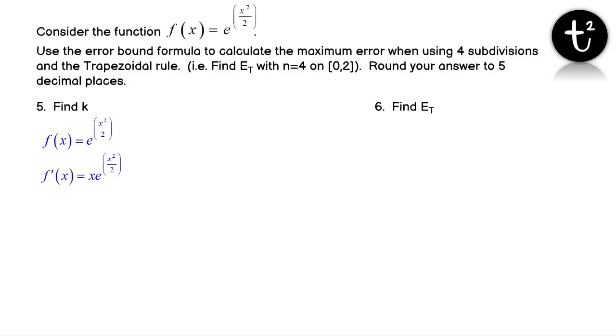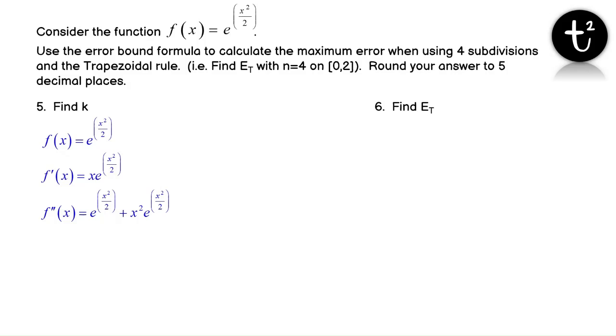So for the next derivative, the second derivative, we're going to have to use both the product rule and the chain rule. All right, so by the product rule, derivative of the first, derivative of x, is equal to 1 times the second, plus the first, which is x, times derivative of the second, which is x times e to the x squared over 2. So a simplification here gives x squared times e to the x squared over 2.